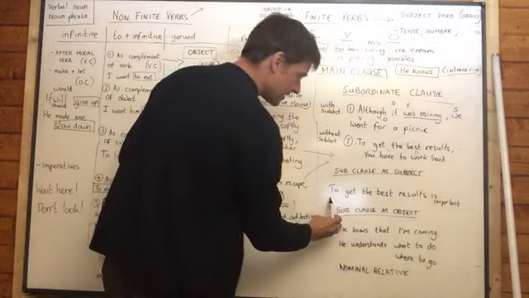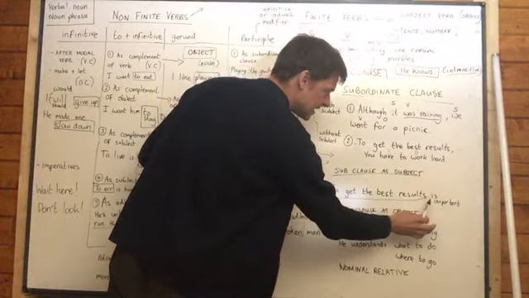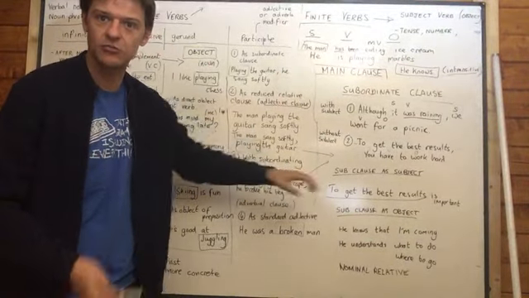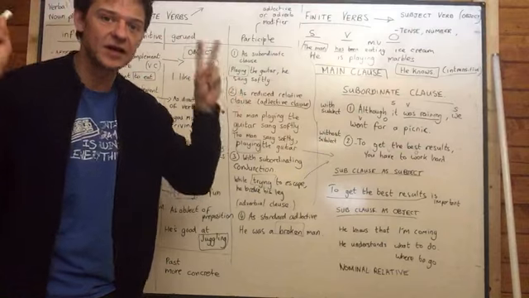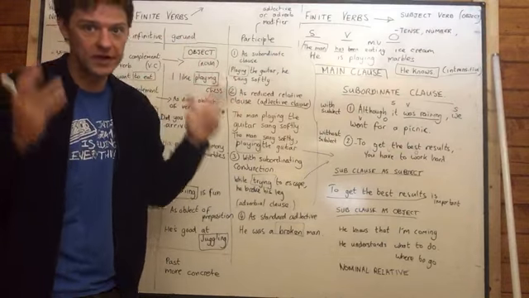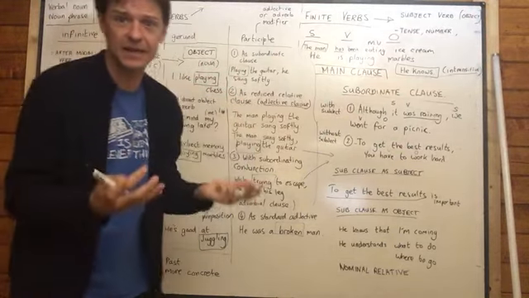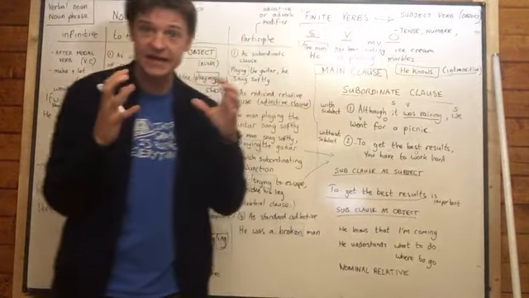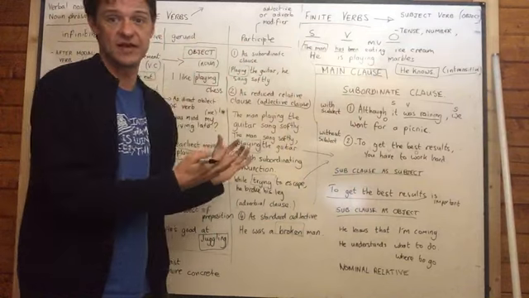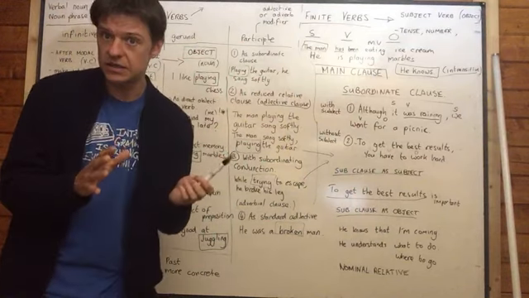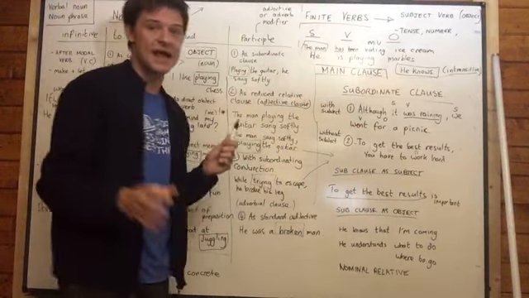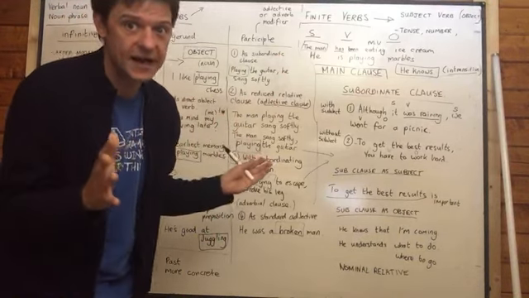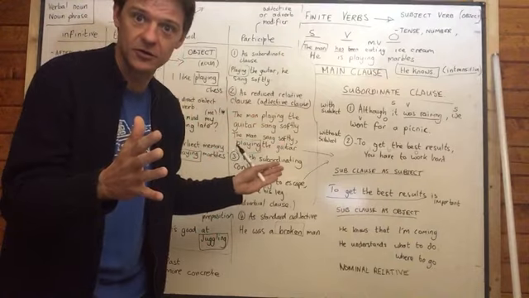So we could say, to get the best results is important. And then the subordinate clause, to get the best results, is functioning as a noun phrase. We call it a noun phrase because the subject must be a noun, it must be a thing. And so to get the best results is our noun phrase, and we use that as subject. So when I say it has to be a noun, do understand that what I mean is it could be a noun or a noun phrase, which may be a whole subordinate clause.